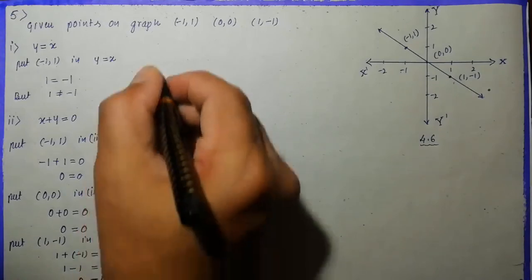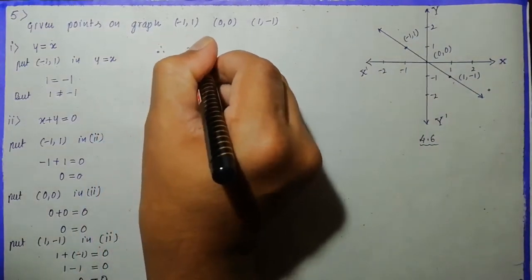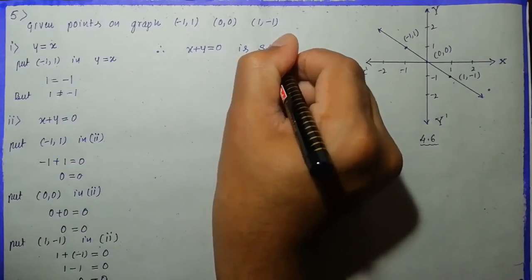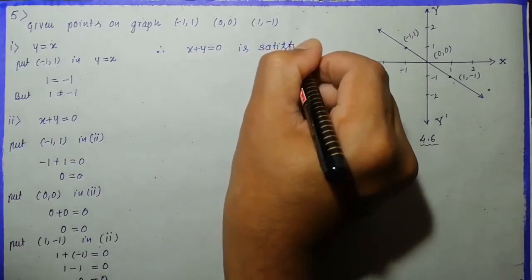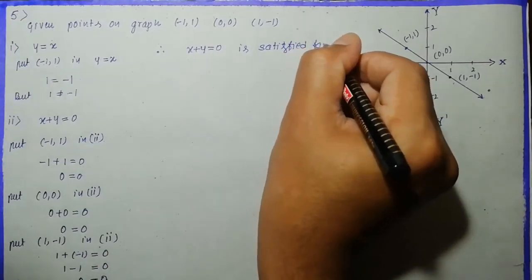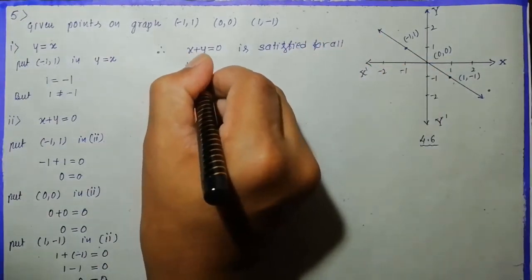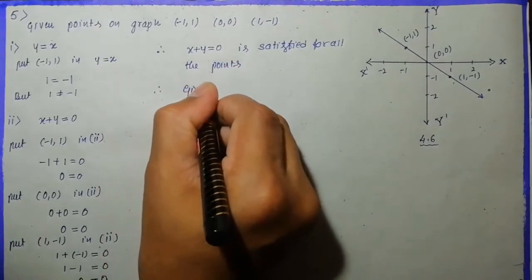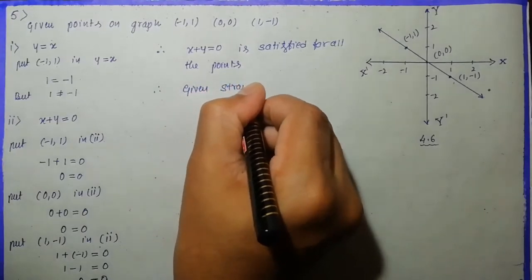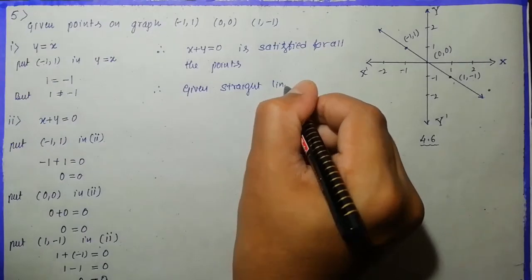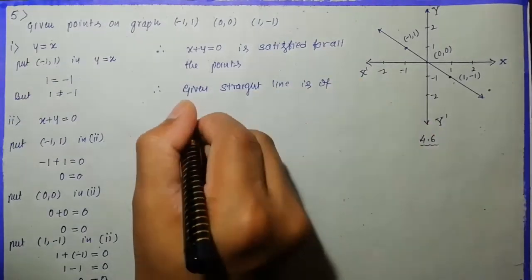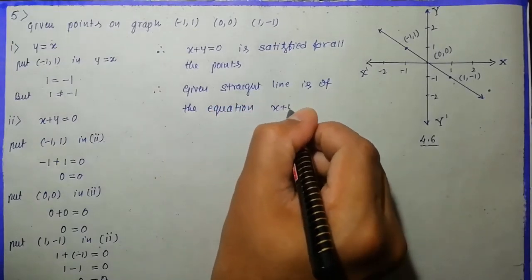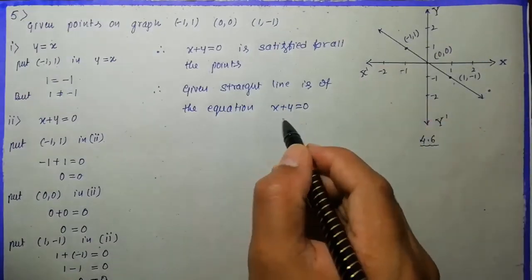Therefore x plus y is equal to 0 is satisfied for all the points, therefore the given straight line is of the equation x plus y is equal to 0. Actually this is the graph of x plus y is equal to 0.